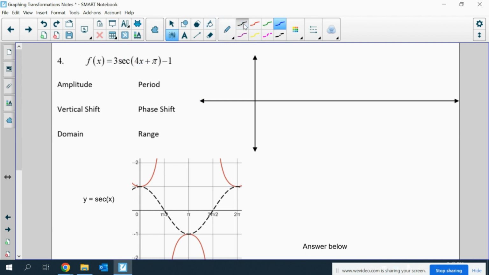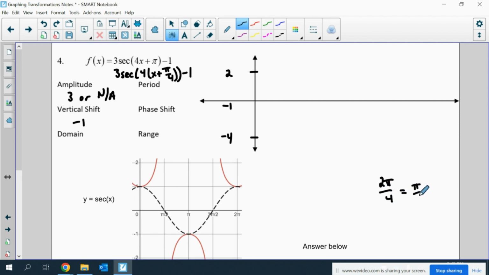3 secant, so we're going to have similar stuff. Amplitude, you could either write 3 or not applicable. Vertical shift is down 1, so I'll get that taken care of on my graph right now. Period, it's going to be easier if I factor out the 4. So my period is normally 2 pi, but then I divide it by b. So my period is pi halves.